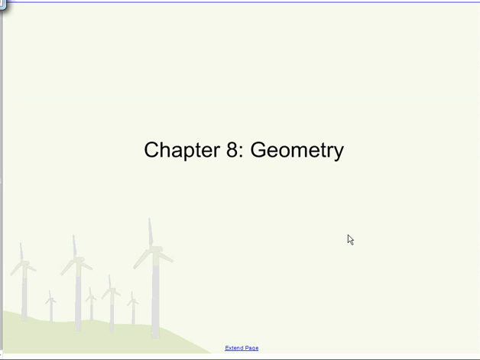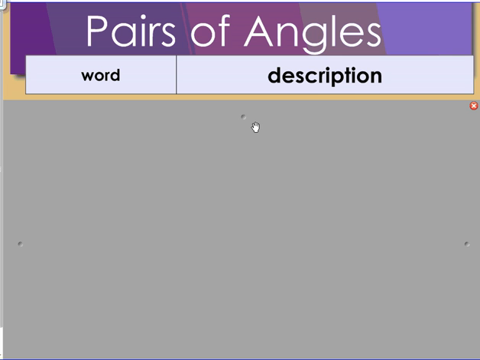All right, today what we're going to do is start chapter 8, which is all about geometry. In this section, we're going to talk about angles, lines, and their relationships, as well as area and perimeter of different polygons and circles. Today we are going to talk about pairs of angles.